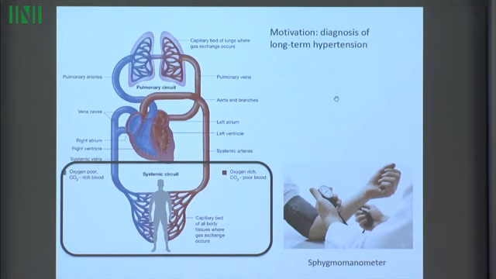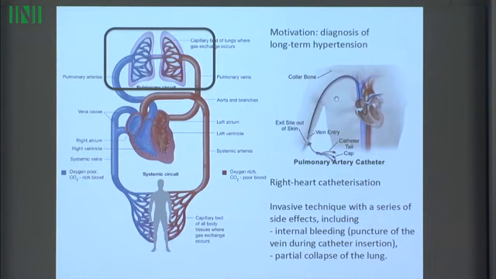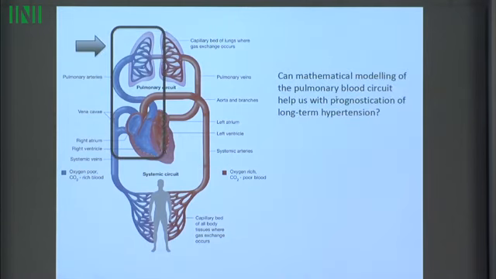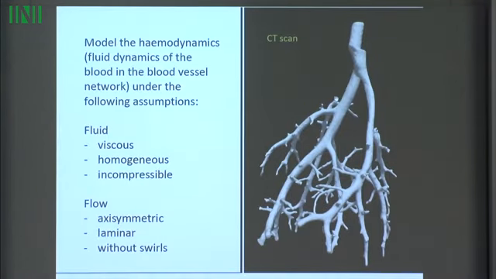And interestingly, the blood pressure in the systemic pathway and the pulmonary pathway can be very different. I didn't know that before starting the project. So what is state of the art is right heart catheterization. That is an invasive technique. It can lead to internal bleeding and also to a partial collapse of the lung. So for that reason, the ultimate objective is to find non-invasive alternatives for diagnosis of long-term hypertension.